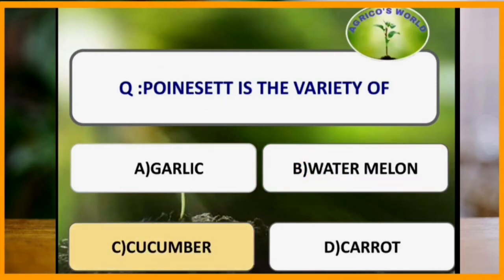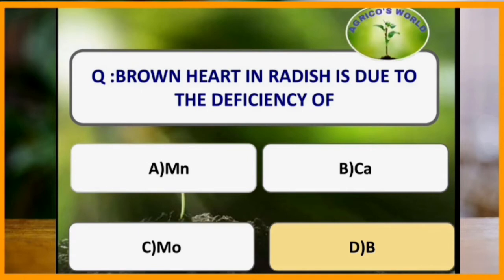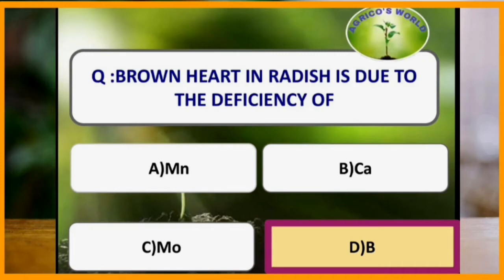Poinsettia is the variety of which of the following? Poinsettia is the variety of cucumber. Brown heart in radish is due to the deficiency of which of the following nutrient? The brown heart in radish is due to the deficiency of boron.